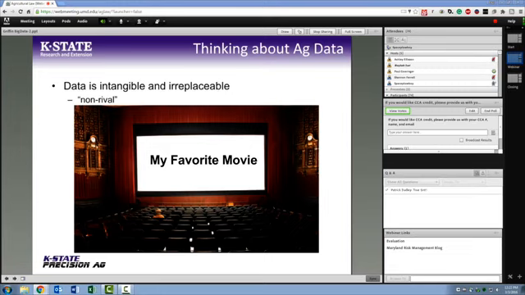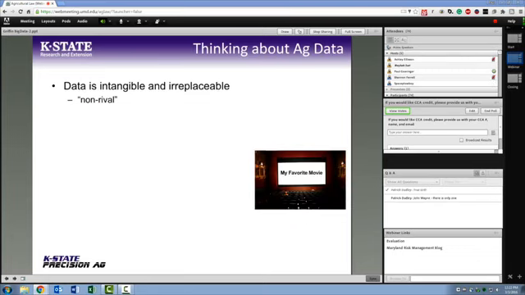I'm going to argue that multiple people can consume the same ag data without diminishing the value to any other consumer. But a big question you may be asking, someone made a comment, True Grit. Yeah, I agree, it's a good movie also. But the big question here is, can we exclude others from using this information that we generate? Well, yes, you can, but only until it's shared.